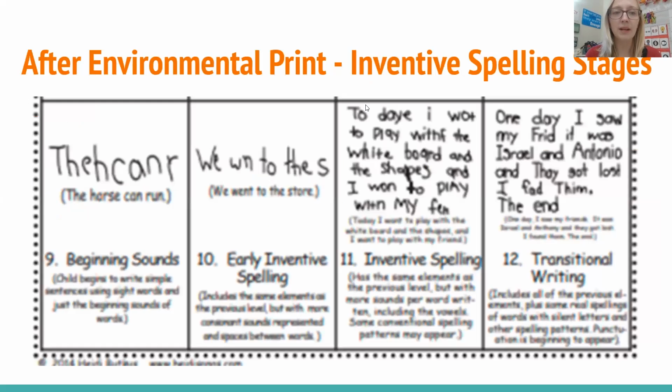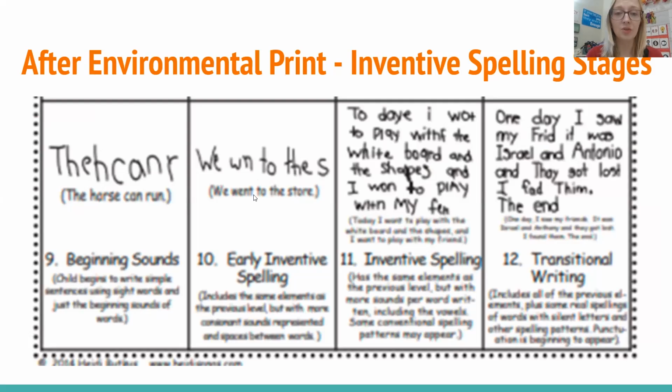After environmental print, we have the inventive spelling stages. So first we start with just beginning sounds. Okay, we write like a one sentence. And we have the mix of sight words with beginning sounds. The, and, can, in, the, horse can run are sight words. Horse, you can see we have and run, so we have that first sound.